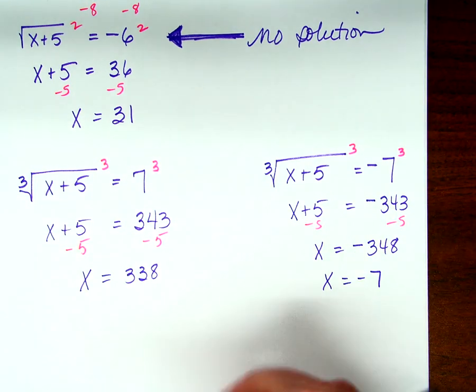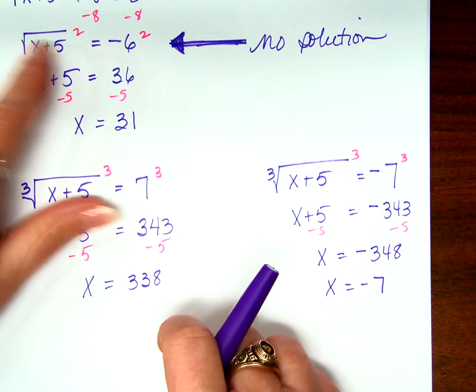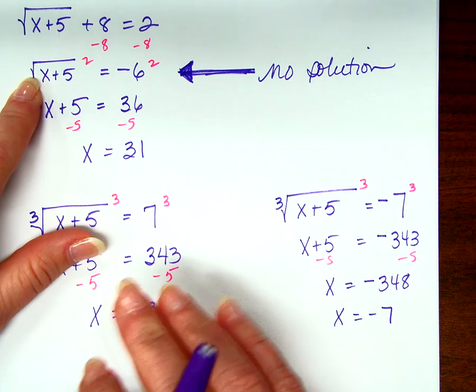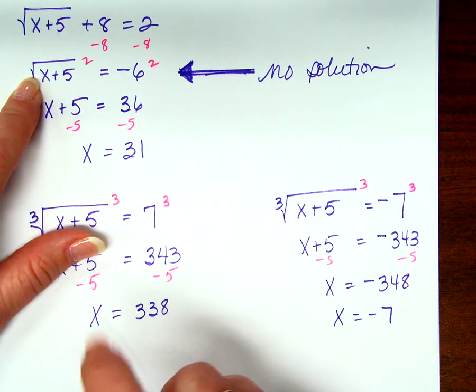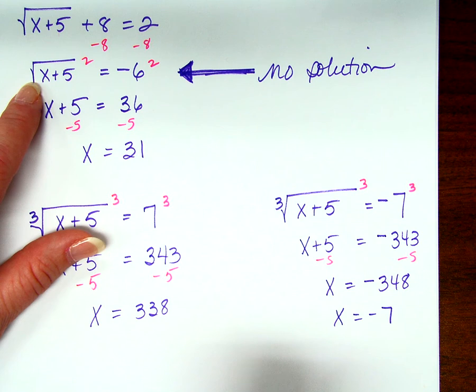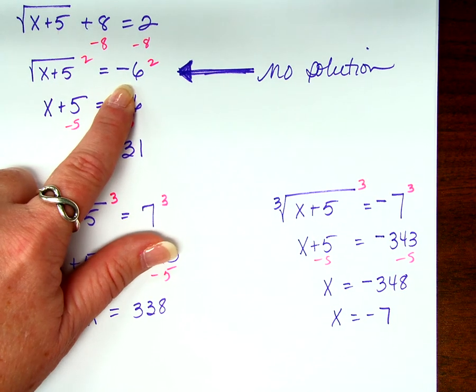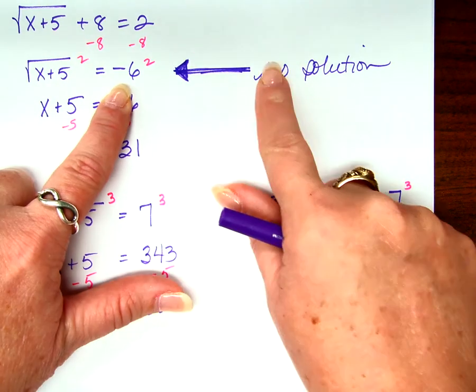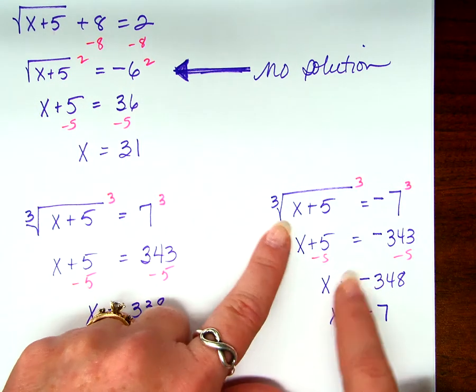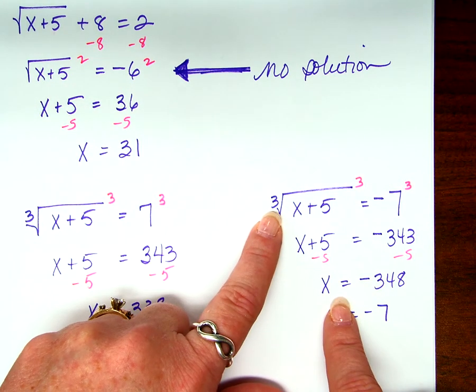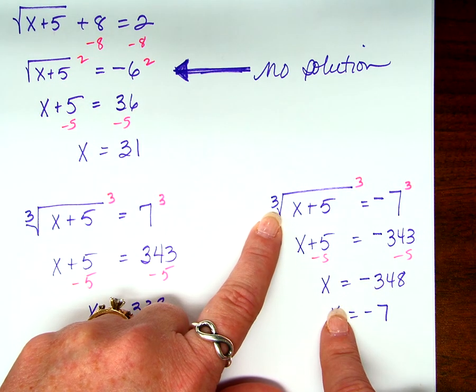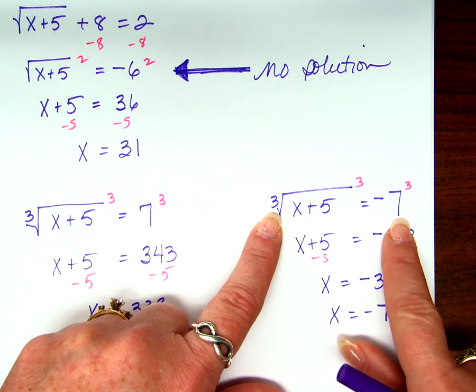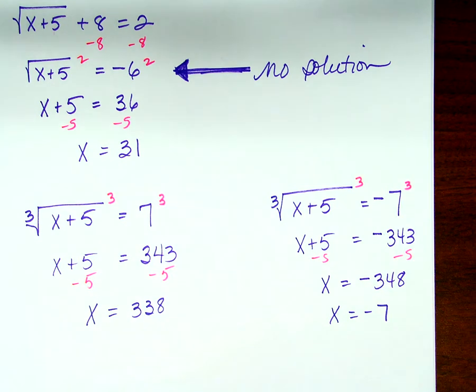Does that make sense? Okay, so even roots, anytime it's an even root, I need to be clear that you know what I mean by even root. Square root, fourth root, sixth root, eighth root, 10th root, 12th root. If it's an even root, I cannot have it equal to a negative number. That will be no solution. But if I have an odd root, third root, fifth root, seventh root, ninth root, and so on, that can equal a negative number. We good?